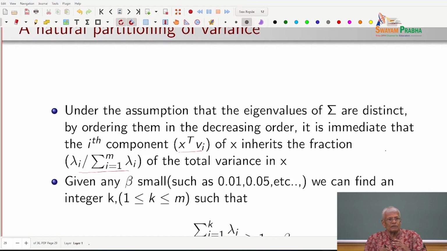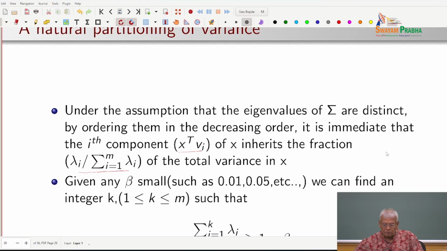When I project, we found out that the projection of X along the ith eigenvector has a distribution along that line. The variance of that is lambda i. So lambda i over the sum of all the lambda i's represents the fraction of the total variance explained by this projection along the ith principal direction.